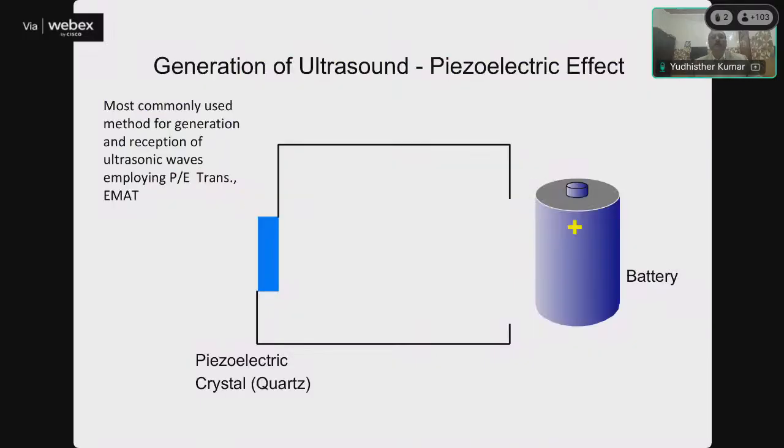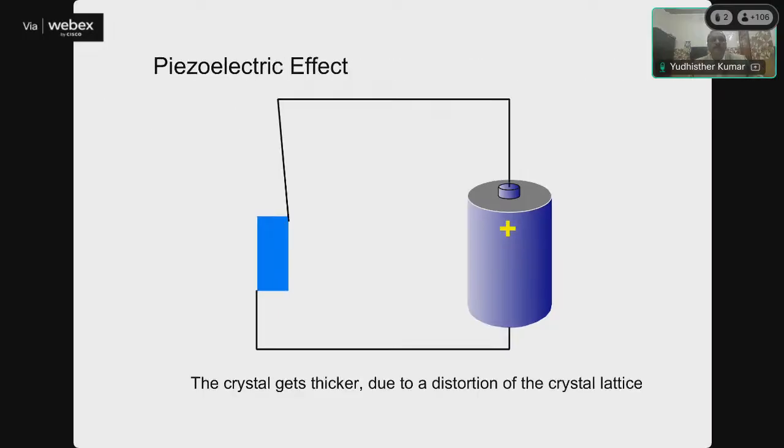Now, generation of ultrasound, we use mostly piezoelectric transducers, and they use the piezoelectric effect. The most commonly used method for generation and reception of ultrasonic waves is by using piezoelectric transducers or EMAT, electromagnetic acoustic transducer. This slide shows how the piezoelectric effect works. Suppose this is a quartz crystal, and using a DC battery, we apply electrical volts to the piezoelectric crystal. What we see is the crystal gets thicker, due to distortion of the crystal lattice.